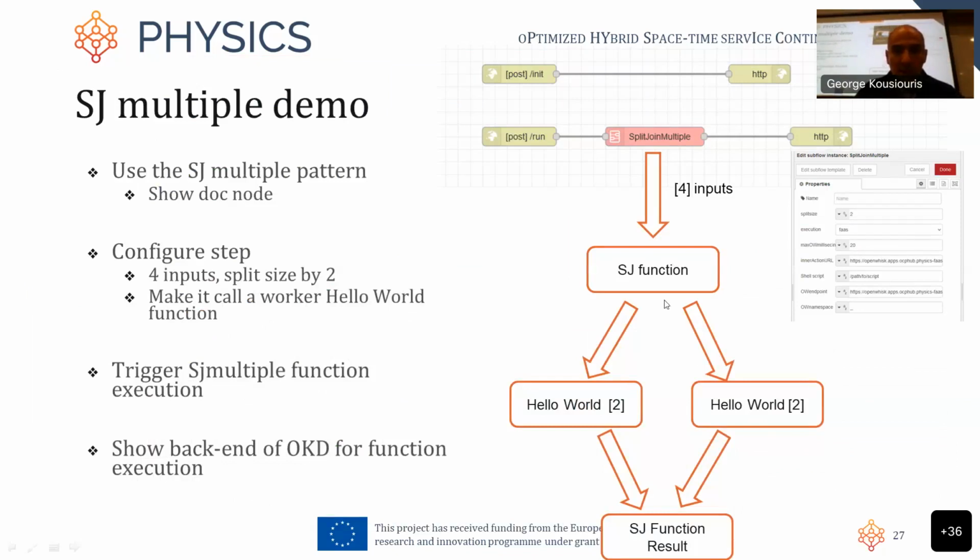So in that case, what we have is a split join pattern around the function. So we will basically trigger the execution of this function with 4 different inputs. We have used a split size of 2. This means that this function will orchestrate the execution of 2 hello world instances. Each instance will undertake printing of 2 of the 4 inputs. And in the end, we'll see the result.